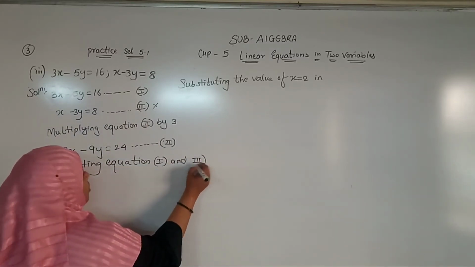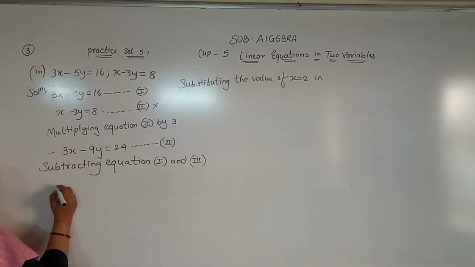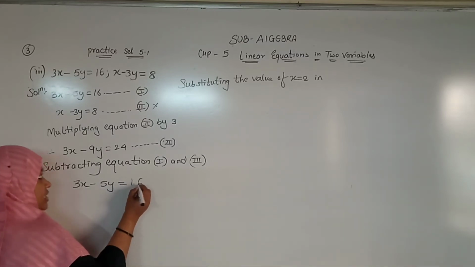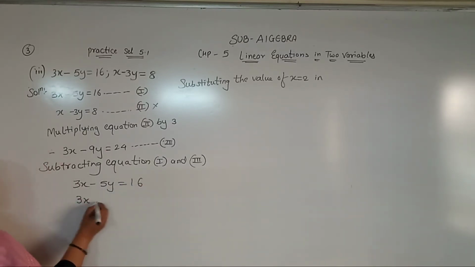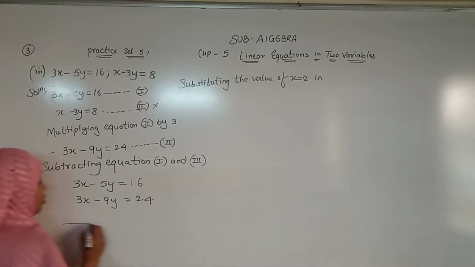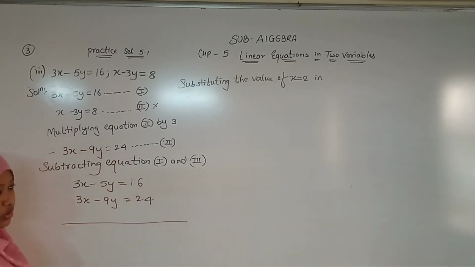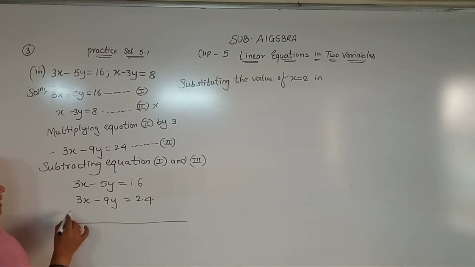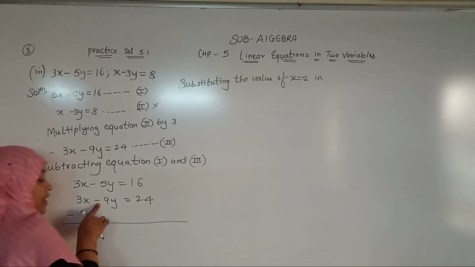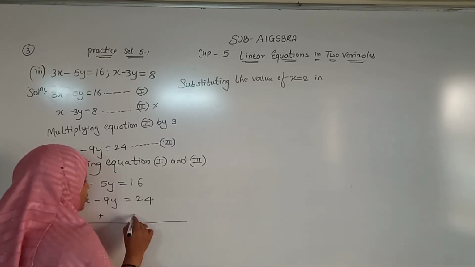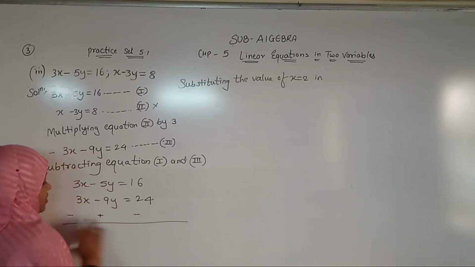and 3. Okay. So what is my equation number 1? 3x minus 5y is equal to 16. And my equation number 3, 3x minus 9y equals 24. What I told, beta, leave one line. What I told, when I am subtracting, I have to change the sign. So, the second equation where I am having plus sign, I should write here minus. If I am having minus sign, I should write here plus. If I am having plus sign, I should write minus sign. Okay?